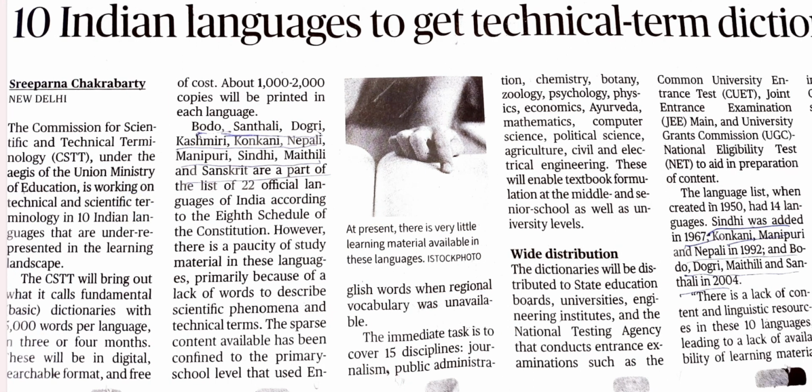Basically, what will CSTT do? It will bring some fundamental basic dictionaries with 5,000 words for these languages within 3 or 4 months. Why has this issue arisen?